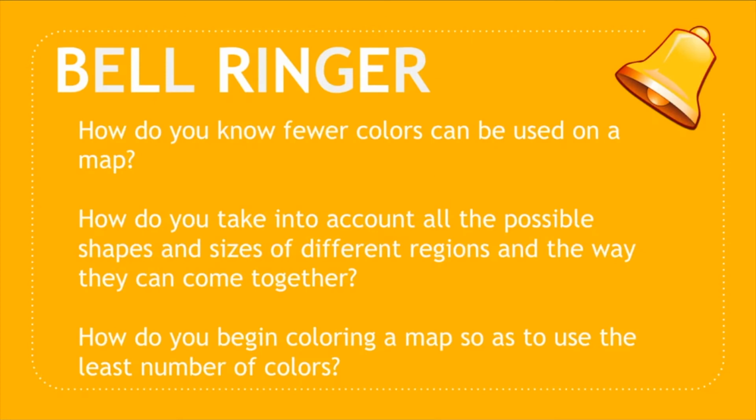Hello again. Our bell ringer today is this question, or a few questions. How do you know fewer colors can be used on a map? Remember we were talking about the different regions on a map that are adjacent or share a border with one another, how they have to have a different color.